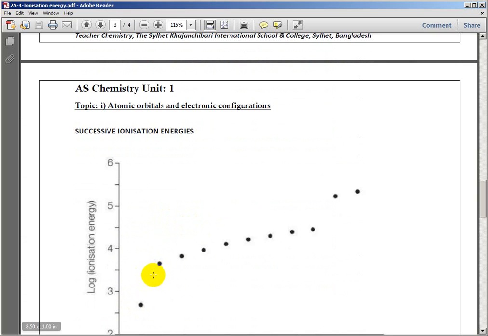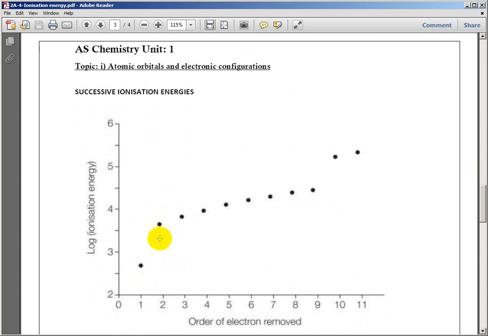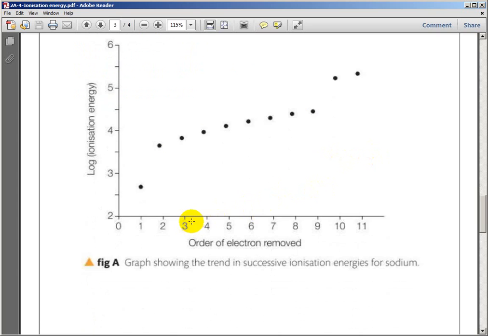Okay, which element is this? Hydrogen, this is hydrogen. This is helium, lithium, then beryllium, boron, carbon. This is nitrogen, oxygen, fluorine. Then neon. It increases. Okay, this is the log of ionization, I guess.